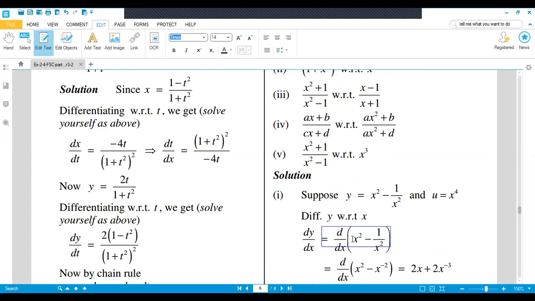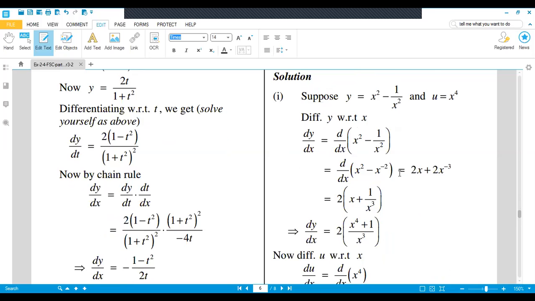First you differentiate y with respect to x. When you differentiate y with respect to x, you will get x square derivative is 2x and x power minus 2 derivative is plus 2x power minus 3. So to take common, you will get 2 times x plus 1 over x cube, and take the LCM, so you get x cube in the denominator and x power 4 plus 1.